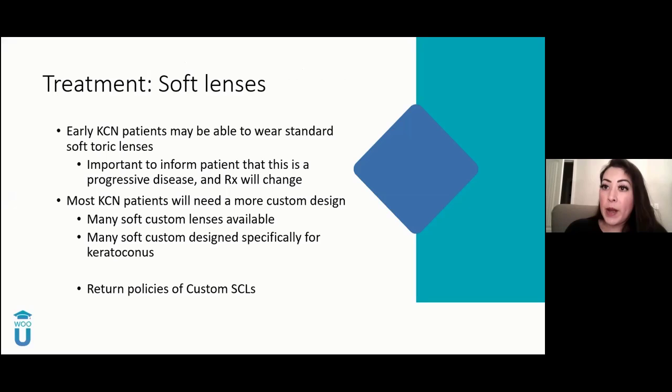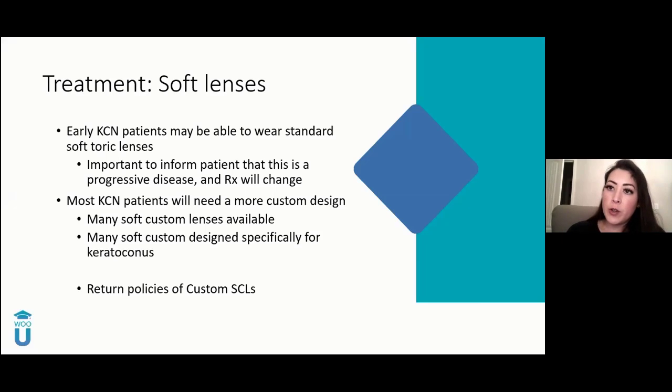So first, let's talk about soft lenses. Early keratoconus patients are actually able to wear standard soft lenses if you catch them early enough. It's really important to let the patient know that it is a progressive disease and the prescription will change, especially if they don't end up getting cross-linking. So while they will be able to wear these early on, it usually will not be a viable option long-term, especially if their condition keeps progressing.